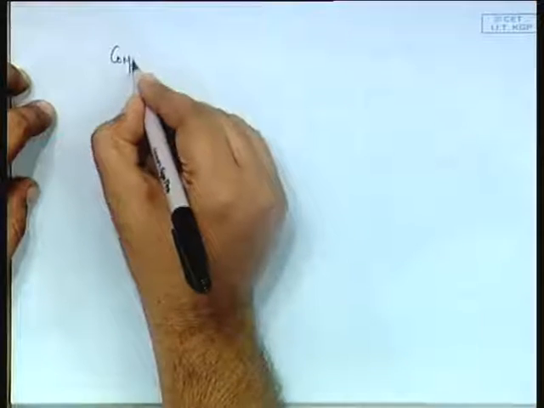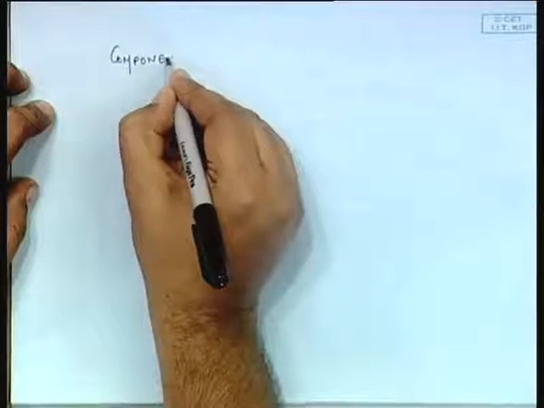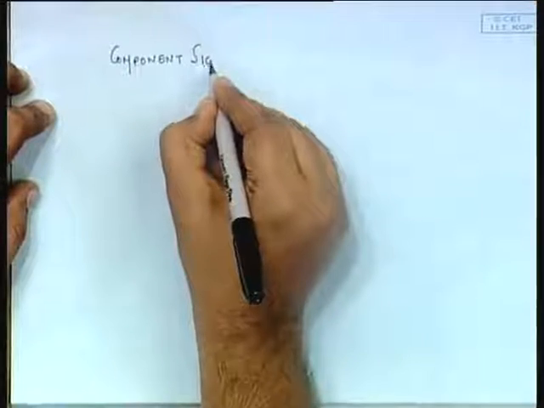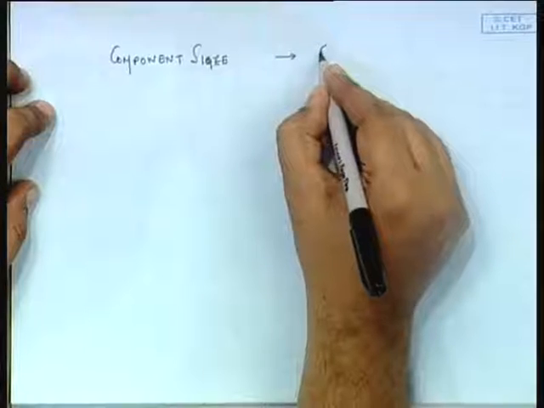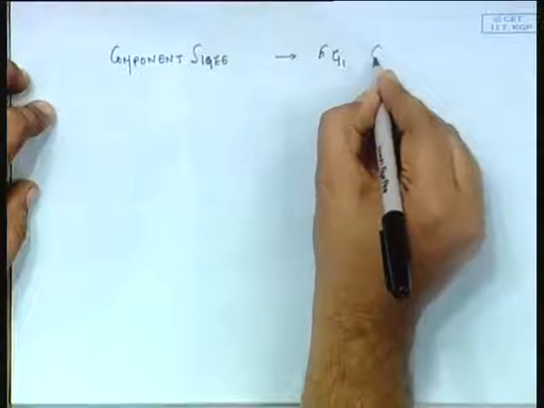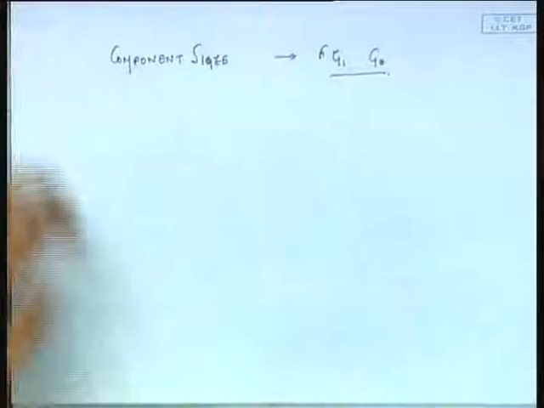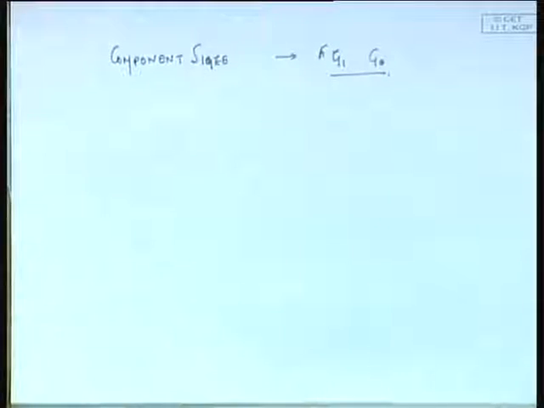Okay. Very good. So, now we can think that given the generating functions, say G1 and G0, how can we find component size? Given G1 and G0, how can we find component size? I want to find the component size.